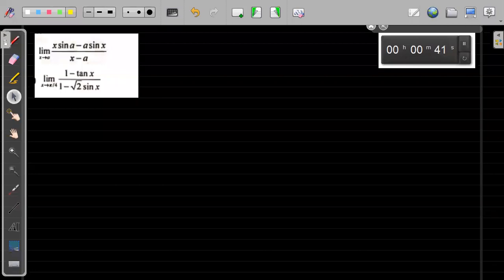Two. Second one is two. Yes. Second one is two. Very good. Solve the second one, all of you. Solve second one also.